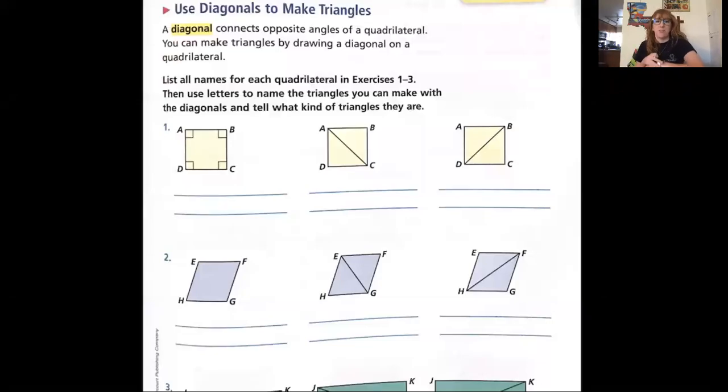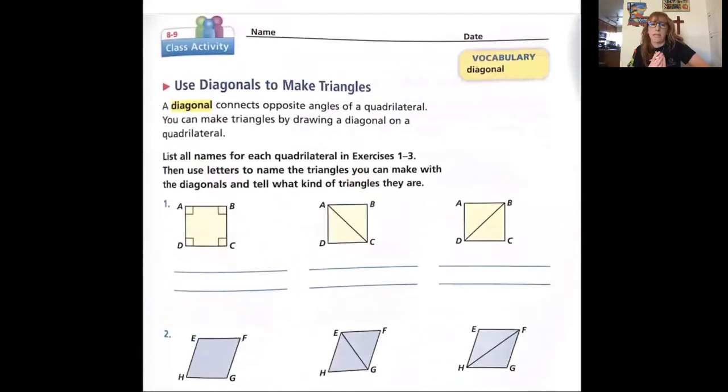Fourth grade. For today's lesson, we're splitting 8.9 in half, just to make sure that we're really able to cover everything and understand everything fully. So first, when we're looking at our quadrilaterals, we can use diagonal lines to cut them into triangles.